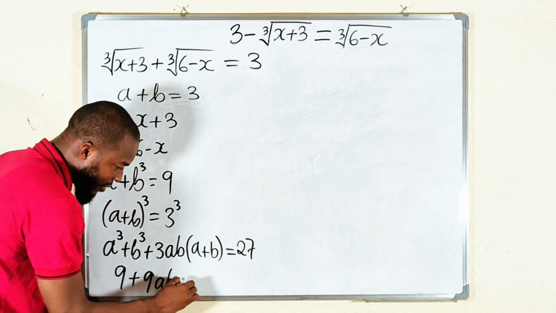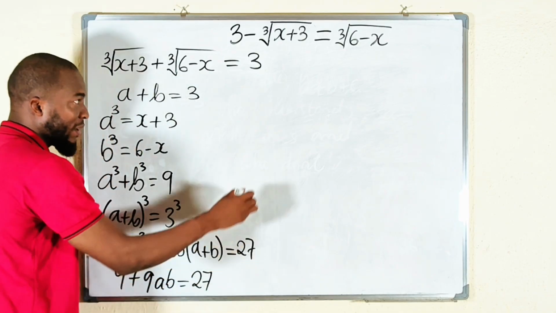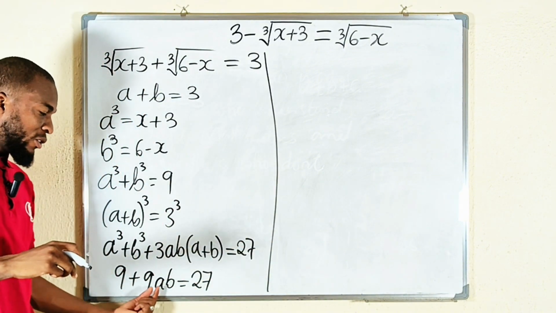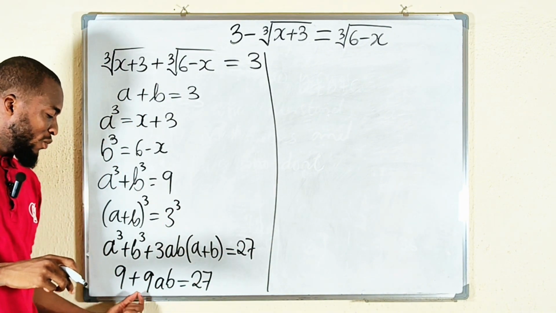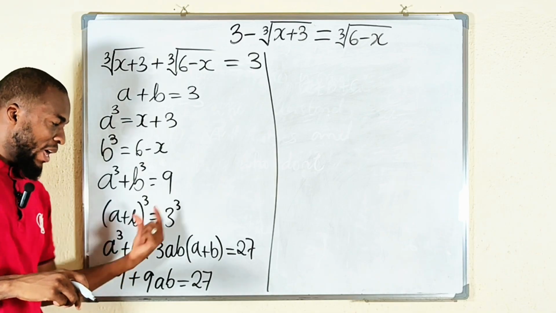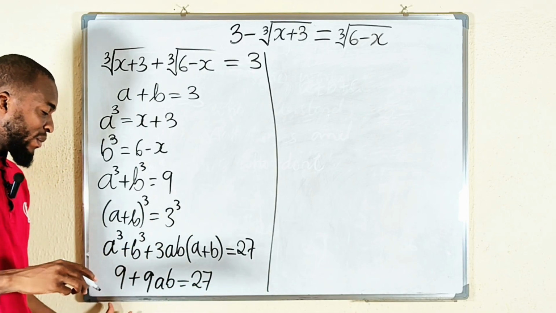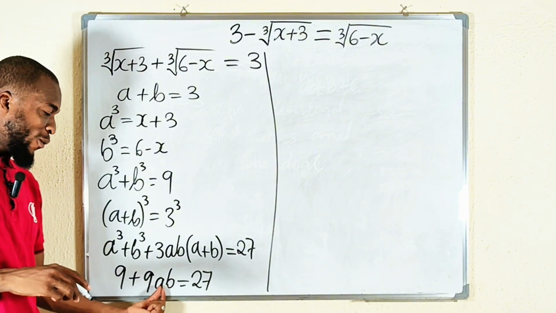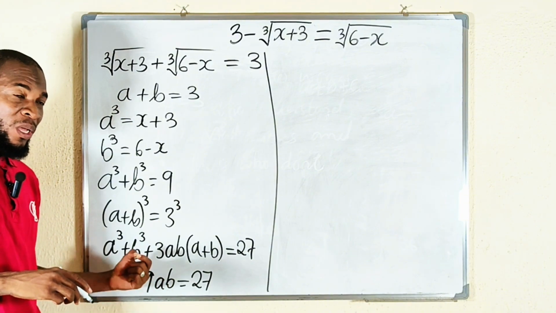9ab equals 27, and we move 9 to the other side. Again, we can solve for ab here. I can do that mentally. If you take 9 over to the other side, you have 27 minus 9, which is 18. Then we divide both sides by 9. Therefore, ab is equal to 2.